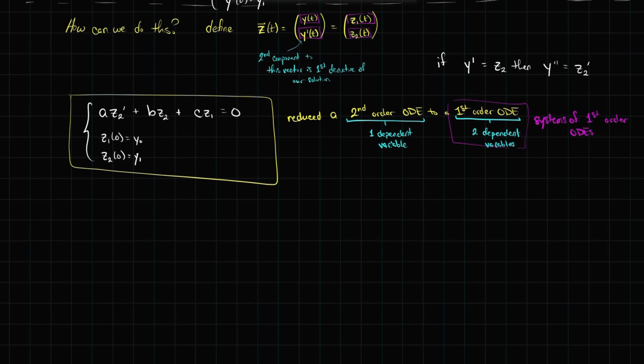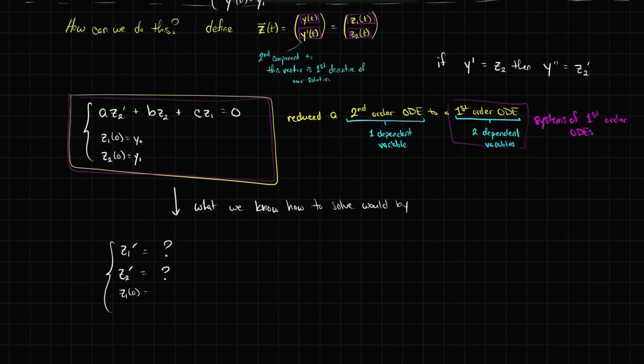So all of a sudden what we ended up with on the left-hand side is something of a form that we can tackle. Now it's not quite of the form that we can tackle, right? Because what we actually want, what we know how to solve, would be something like z1 prime equals something, z2 prime equals something, and then z1 at time 0, we can extract at the very least directly from above. z1 at time 0 is y0, z2 at time 0 is y1. But the big question is, we know how to solve these sorts of systems. What should these question marks be? We're close. Everything up here is close to a question mark, but not quite.